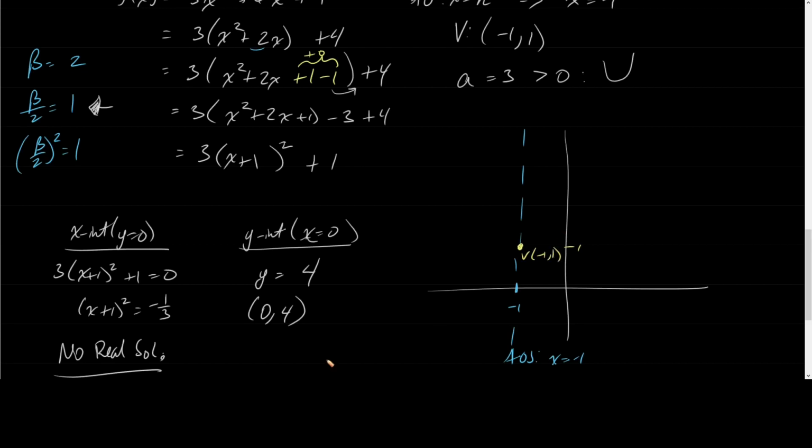And what else do we have? We know it opens upwards. Okay. We have our y-intercept being 0, 4. So 0, 4 would be, let's say this is 4. Obviously not drawn to scale. And now to go ahead and sketch this, let's just make this look like a parabola, going through the point. There we go. So something like that. All right.